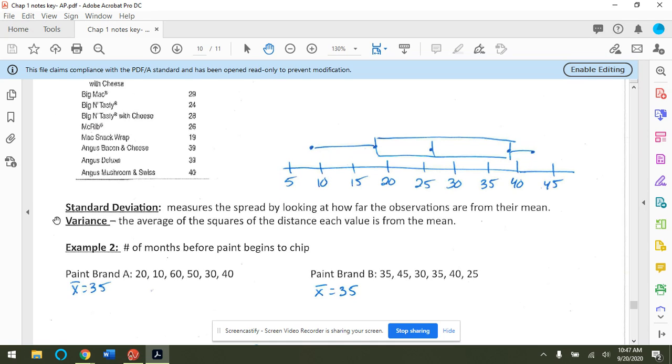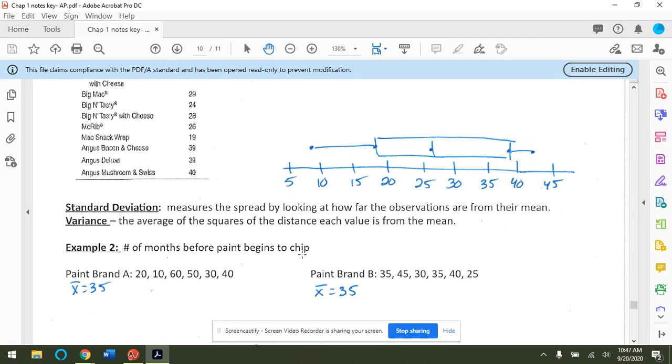Your variance is literally just your standard deviation squared. So you take your standard deviation, square that number, and that's your variance. So you can report the standard deviation. You could also report the variance. It doesn't matter.